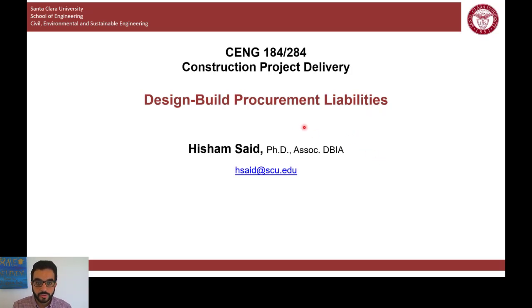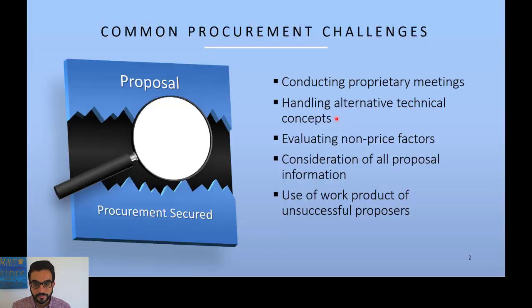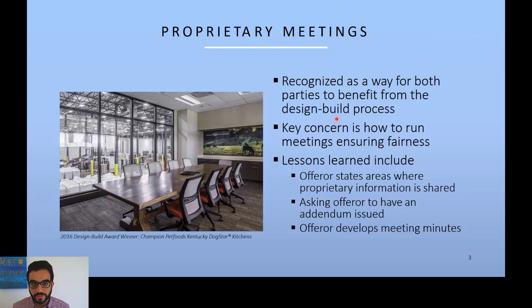And in this video, we'll cover procurement liabilities. We'll cover these five main procurement liabilities. The first one here is proprietary meetings.